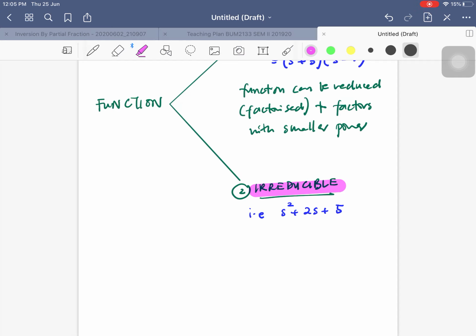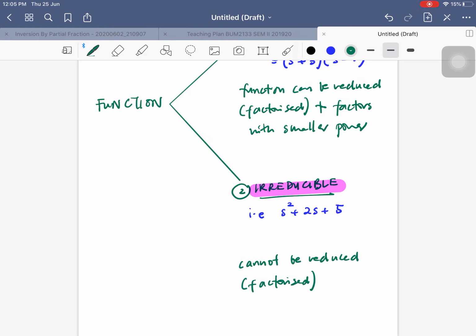So here we have an example of a function of s squared plus 2s plus 5. For this case, the function cannot be factorized. Let me put a remark over here: it cannot be reduced, or in other words, it cannot be factorized. If it cannot be factorized, there's nothing we can do about it, so we just have to leave it in this form.